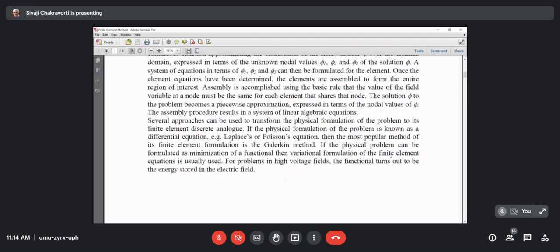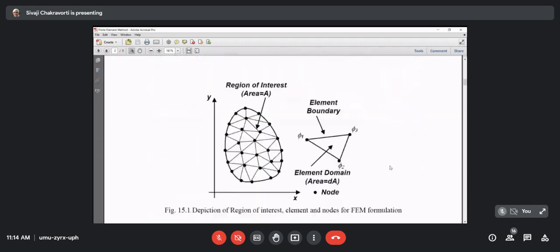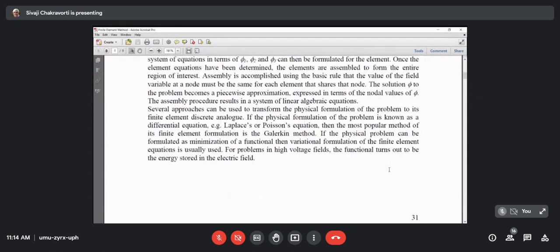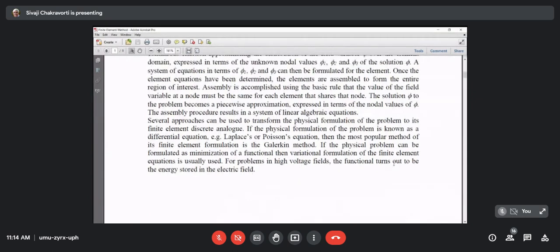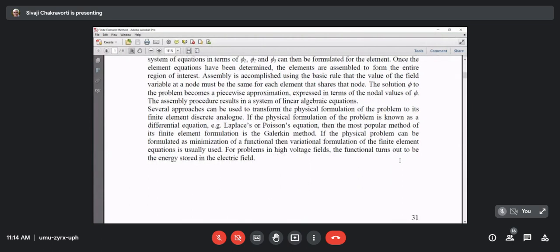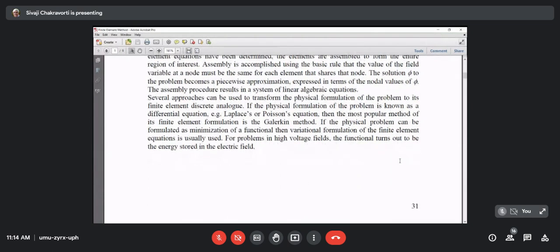Now, how do we solve it? Because after all, then we have to solve the values not at all the points, but only at the vertices. And then after the solution, from the knowledge of the potential distribution, we can find out the values at any other point. So now the question is, how do we solve it? Several approaches are there.